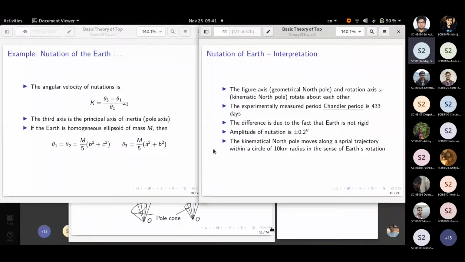Here, the kinematic north pole, meaning omega, is moving around the figure axis with a 10 kilometer radius, with an amplitude of plus or minus 0.2 arc seconds. This is arc seconds, that is the angle. With this angle, you get around a 10 kilometer radius in the sense of Earth's rotation.